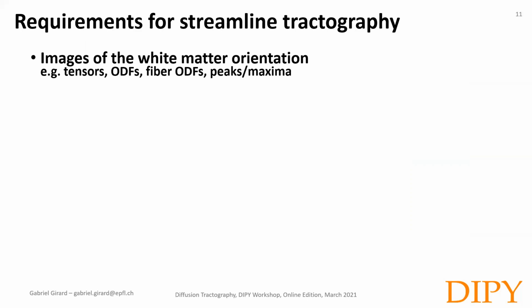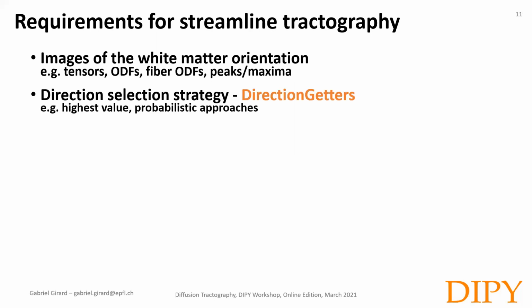What do we need to perform diffusion tractography? The first thing is an image describing the orientation of the white matter fibers in each voxel. They can be the diffusion tensors, the orientation distribution functions, the ODF, the fiber ODFs, or peaks. If you're not familiar with these objects, please watch the talk of Ariel Rokem or the talk of Maxime Descoteaux on the topic. Then we need a way to select a propagation direction in a voxel given the voxel-wise orientation and previous tractography orientation. For instance, selecting the orientation associated with the highest value of the ODF.